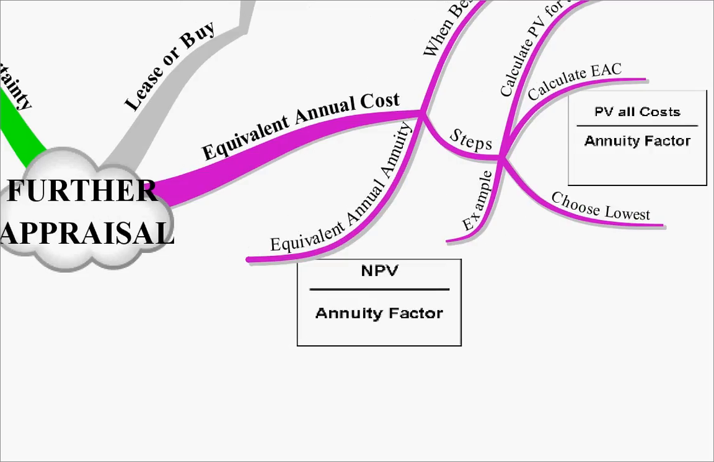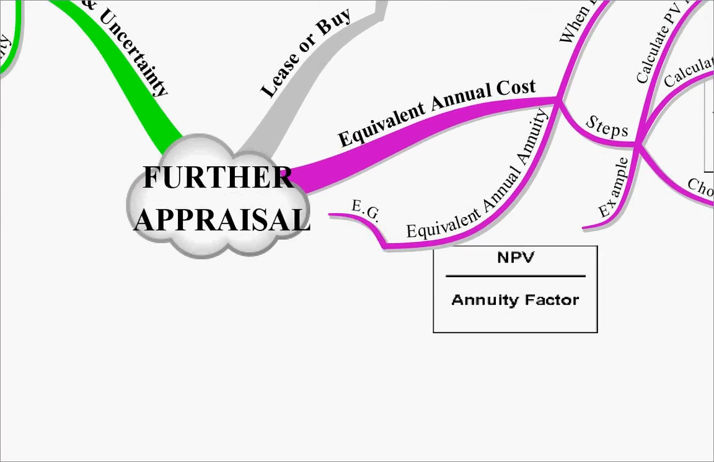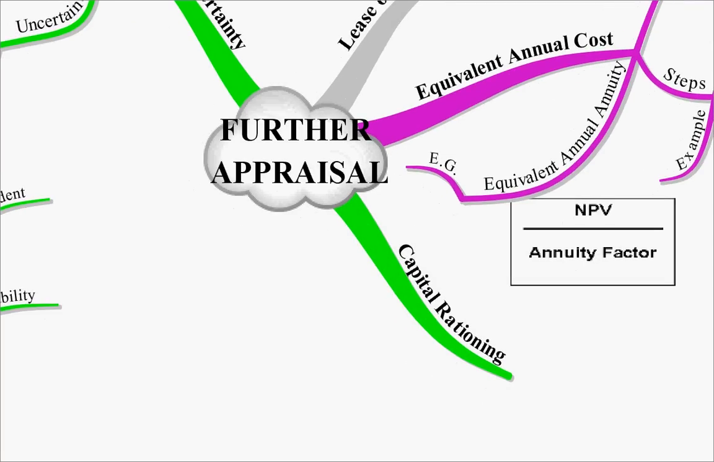Remember also that we can do an equivalent annual annuity, which is basically how much you would have to earn in the same amount each year to get a certain NPV, and that will be our NPV over the annuity factor, which will give our equivalent annual annuity. Again, we did an example of that in the notes in class.